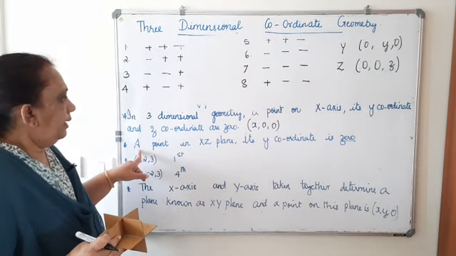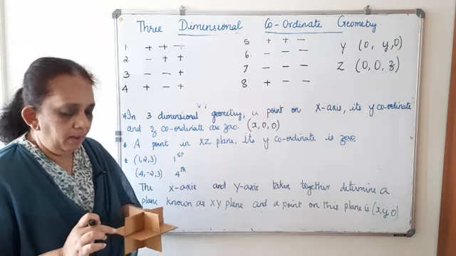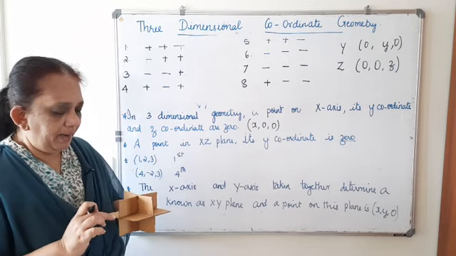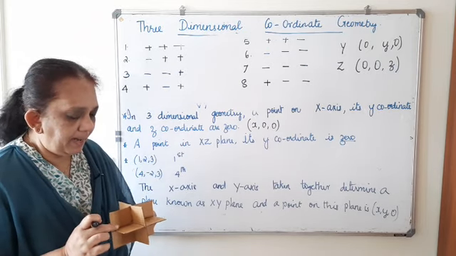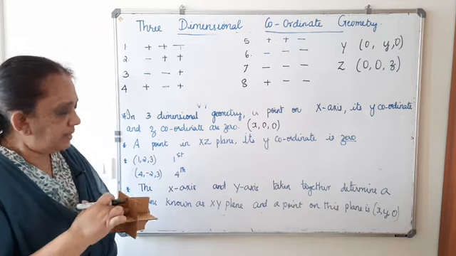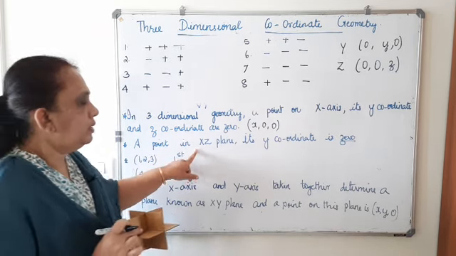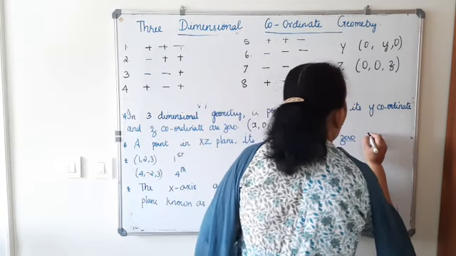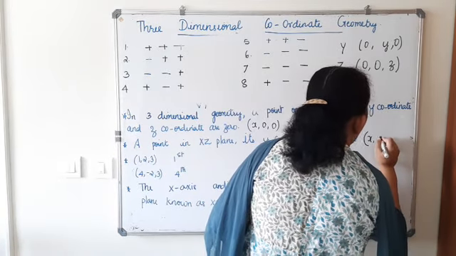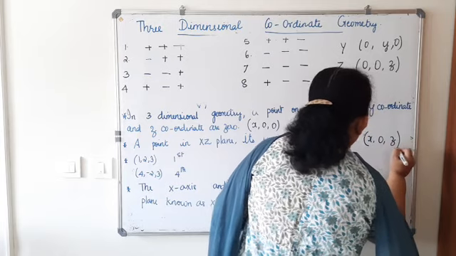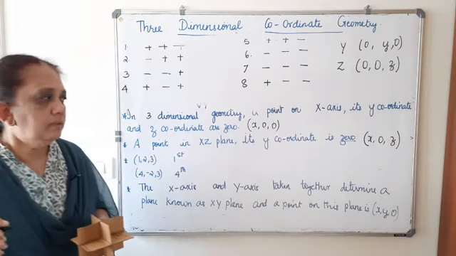A point in the xz plane. Now, how do you get the xz plane? The x-axis and the z-axis together determine the xz plane. A point in the xz plane, its y-coordinate is equal to 0.